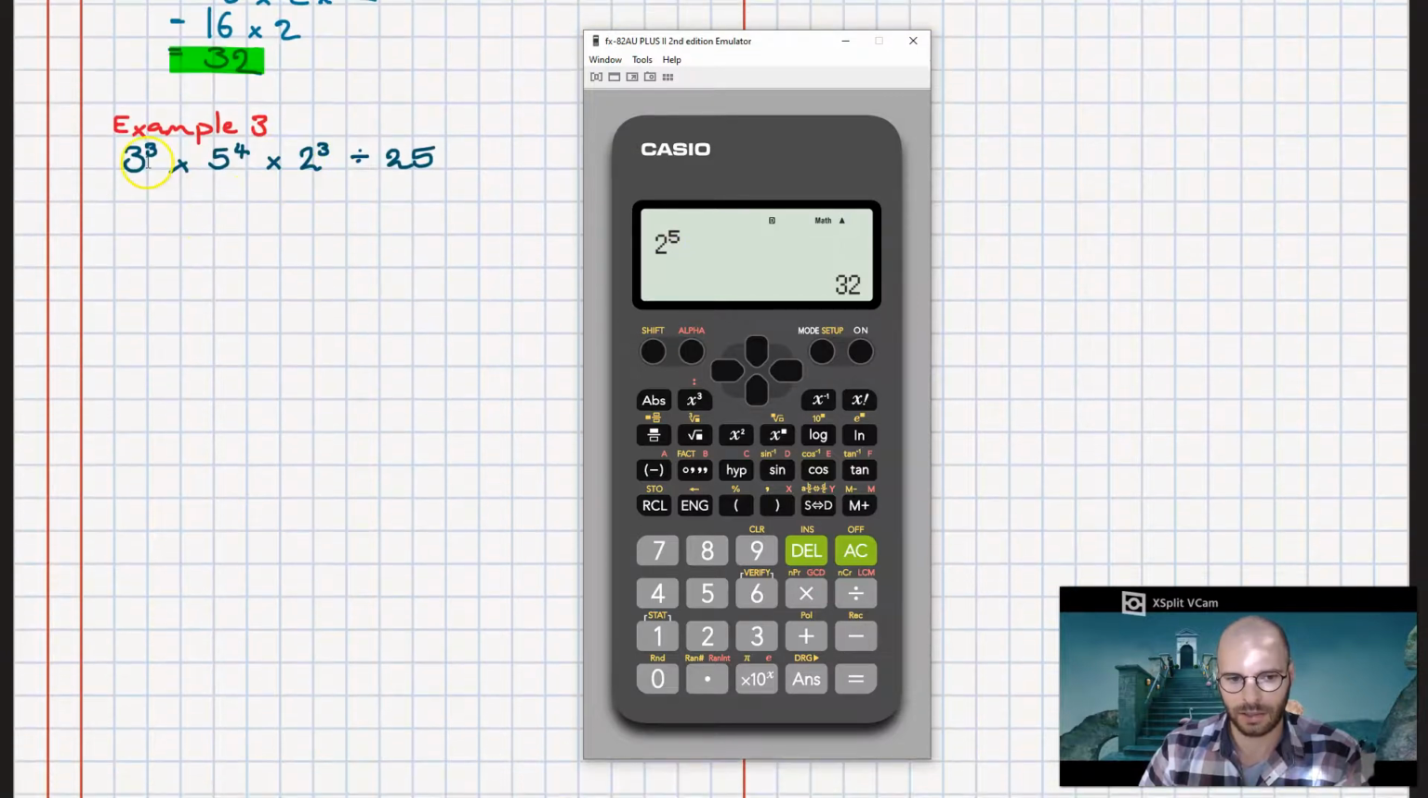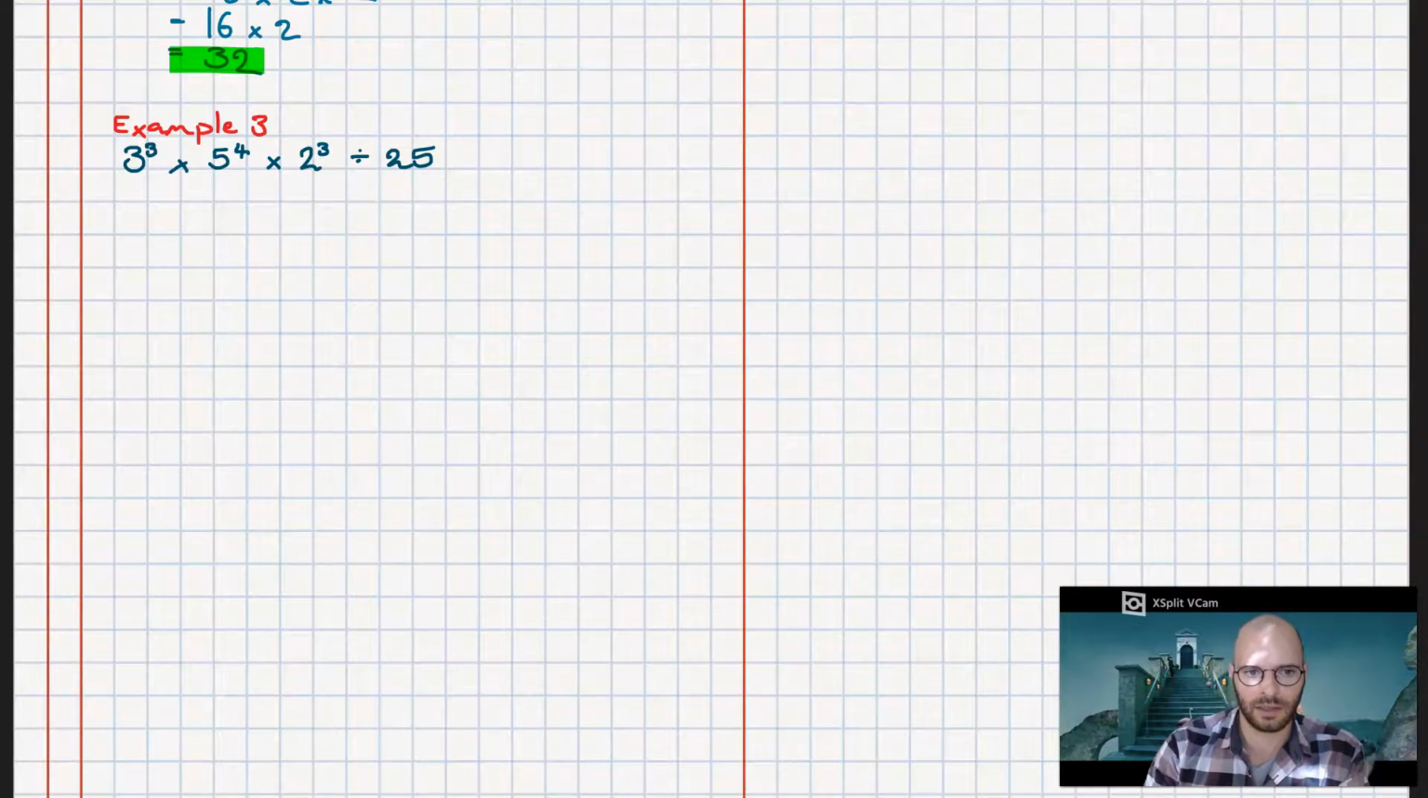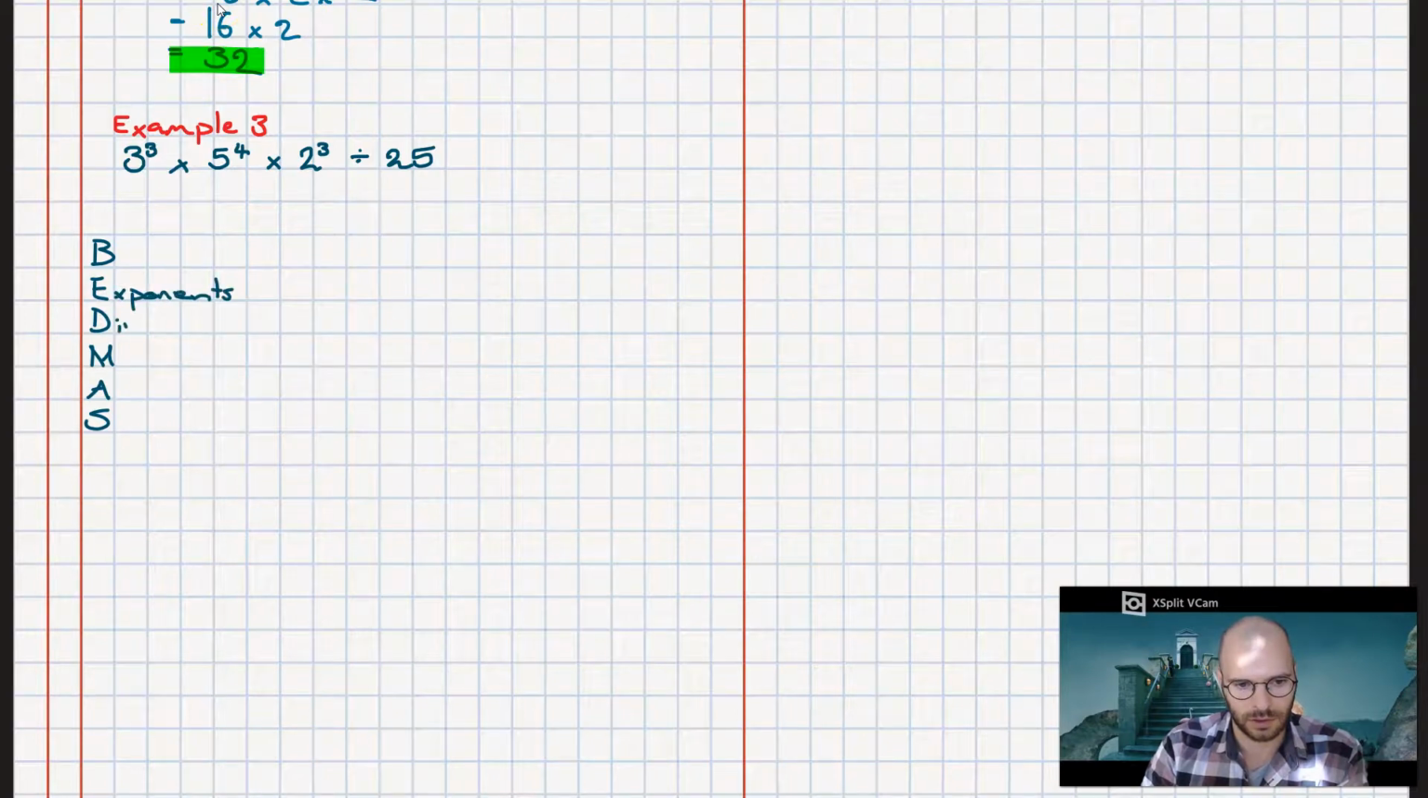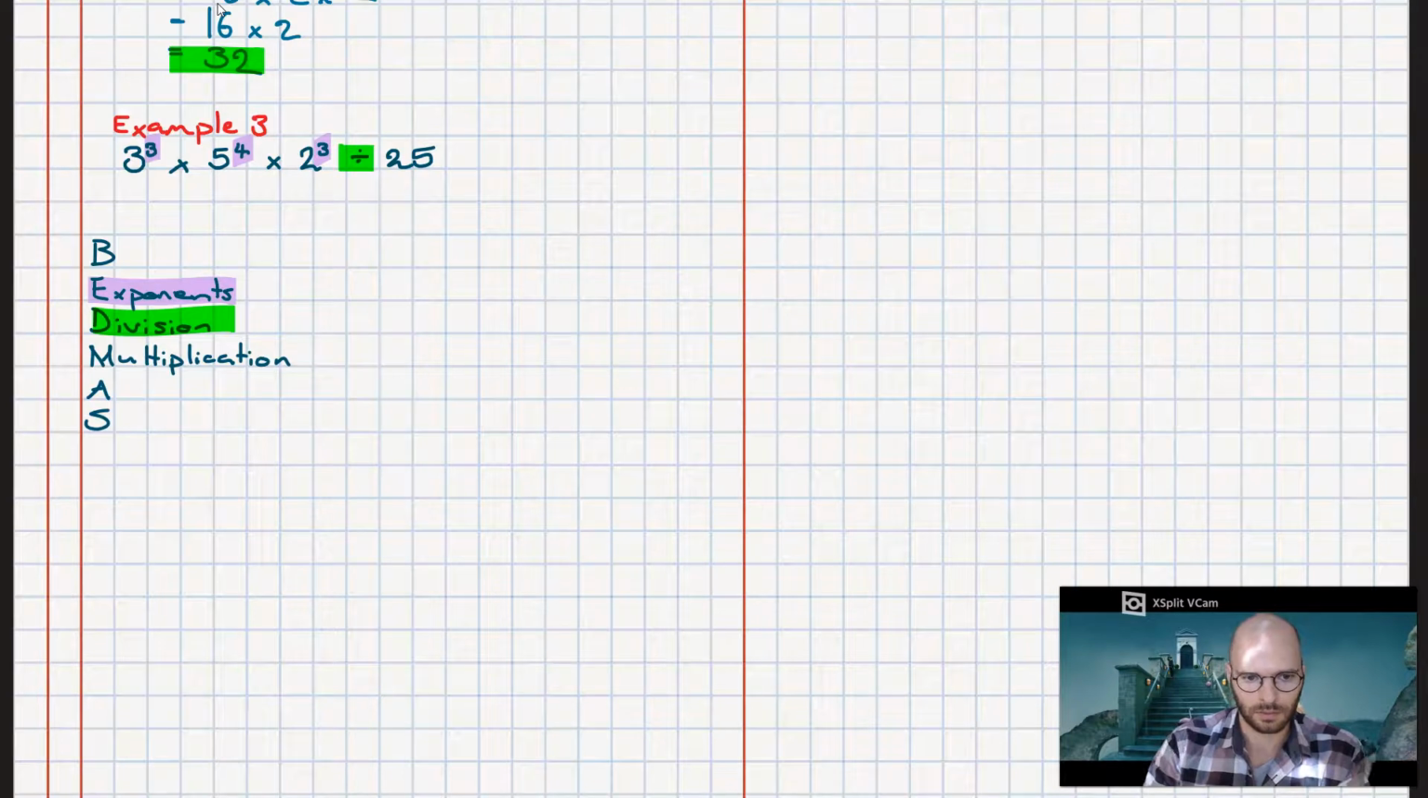Now the final one, example 3. We've got 3 to the power of 3 times 5 to the power of 4 times 2 to the power of 3, all divided by 25. There's quite a lot going on here. What we need to do is think back to our BEDMAS. So we've got exponents, division, and multiplication. Linking these together, we've got 1, 2, 3 exponents, some division, and finally some multiplication.